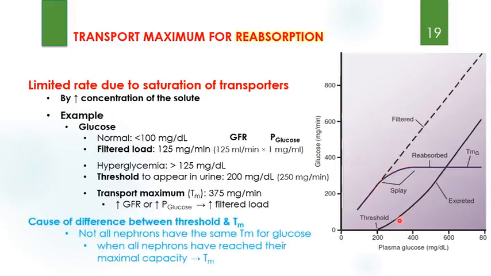the fact that not all nephrons have the same transport maximum for glucose. Some of them have higher capacity, some have lower capacity, but when all nephrons have reached their highest capacity and are saturated completely with glucose, the plateau is reached. But some nephrons will be saturated at a lower concentration, and because of that, the threshold is lower than the transport maximum concentration.